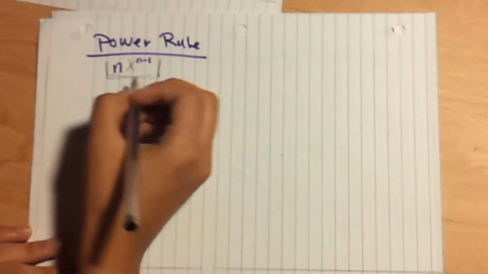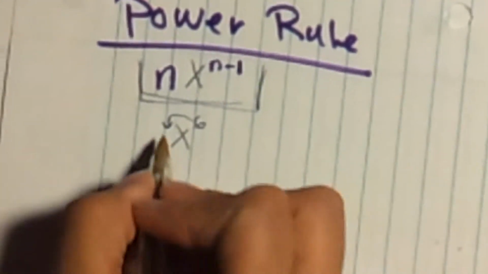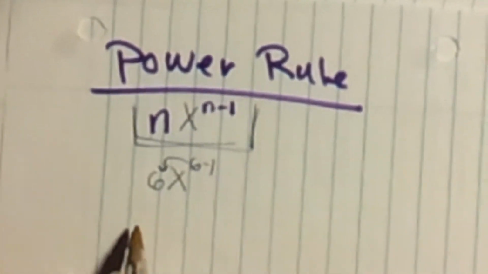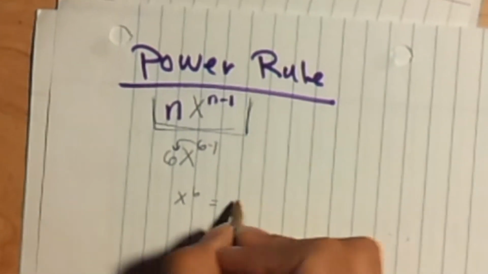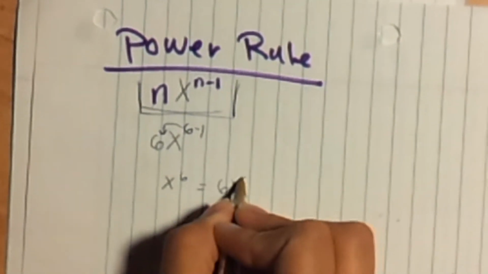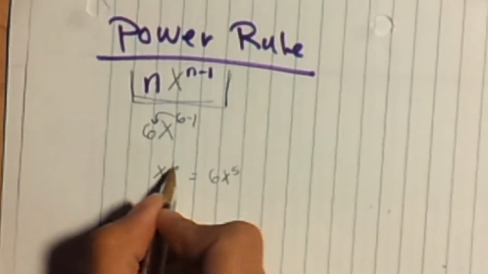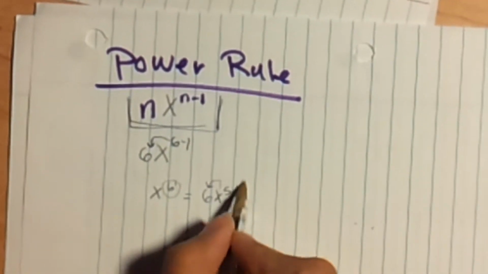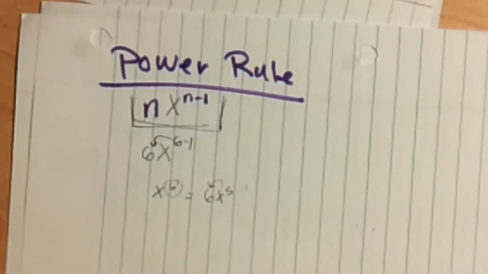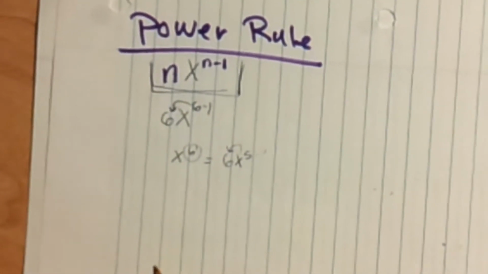So this 6 is going to jump right off, and then you're going to do minus 1 to that number. So the derivative of x to the 6 would be 6x to the 5. Do you see how the 6 jumped off and then the minus 1 made it a 5? That's basically the easiest way of getting a derivative.